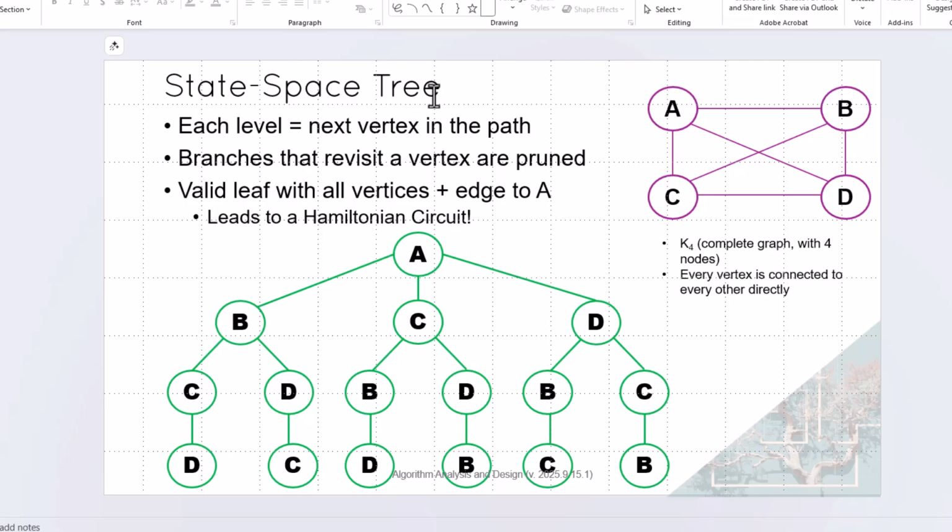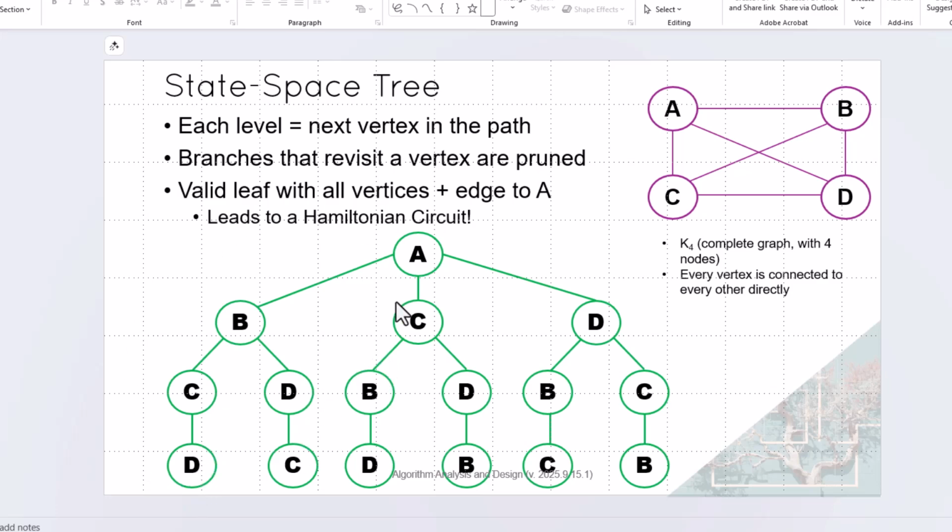So the state space tree is just the tree looking at all the different possibilities. At each level is the next vertex in the path. Remember, each level is the next choice. So from A, if I choose B, my next choices include C or D. I can't choose A, so I don't have A down here as another choice. So we can do C or D, and then from C, you can only pick D, and then from D, it's kind of implied here, but you would go back to A.